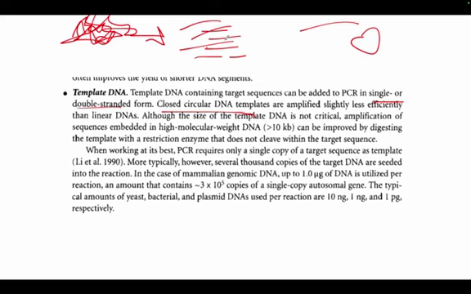Ideally, if you think about it, we require one copy of our template. However, we will normally use several thousands of copies of DNA, which can be up to 1 microgram of DNA per reaction. Normally, we can use about 1 nanogram of genomic DNA or 1 picogram of plasmid DNA as a minimum for your PCR reaction.